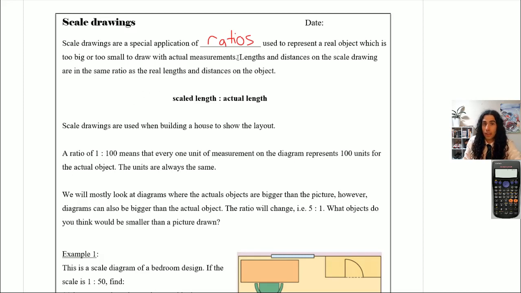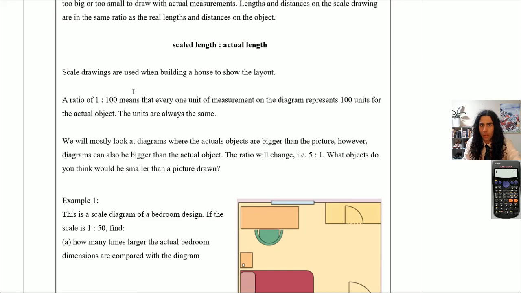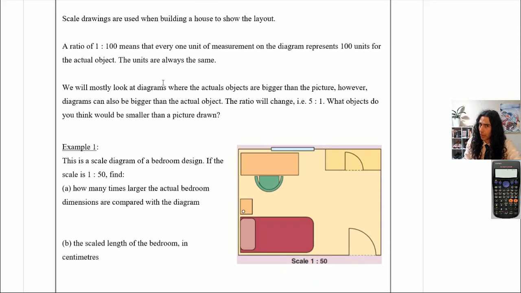So what we said, lengths and distances on the scale drawing are in the same ratio as the real lengths and distances. So it's the same ratio of the original and of our drawing. Scaled length and the actual length. Scale drawings are used when building a house, definitely. Ratio of 1 to 100. So this is where it gets pointy. Ratio of 1 to 100 means one measurement on the diagram is 100 for the actual.